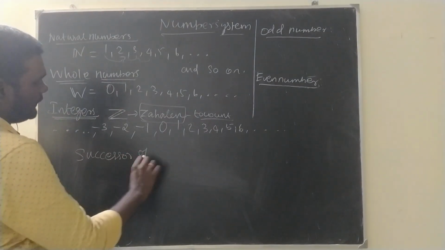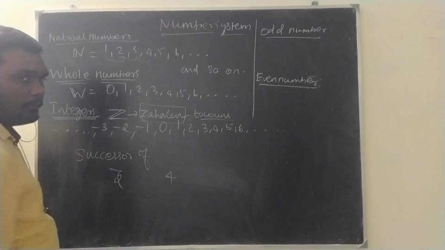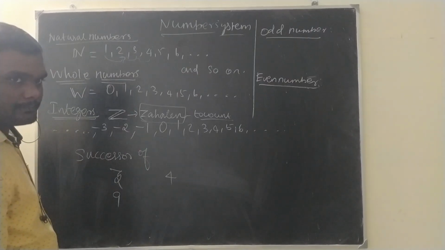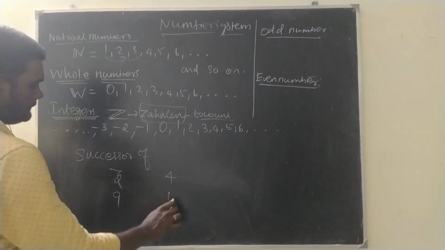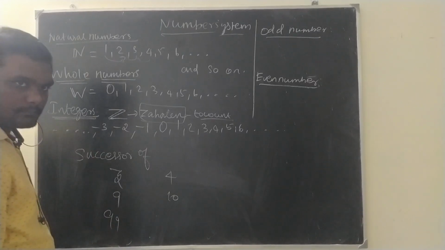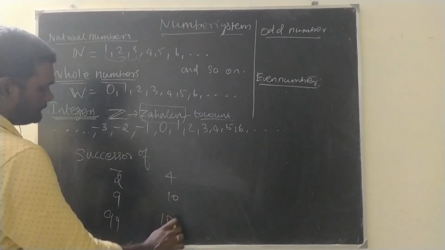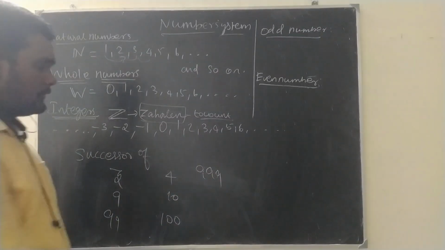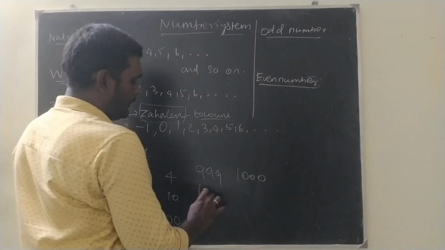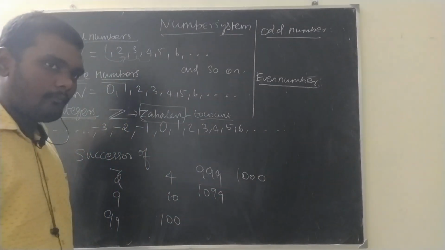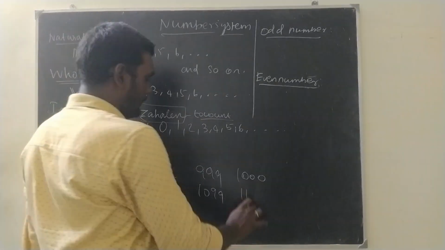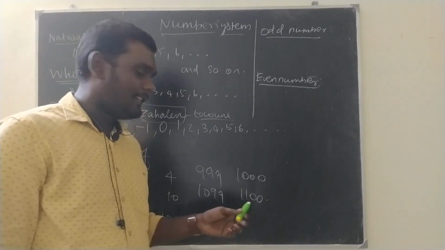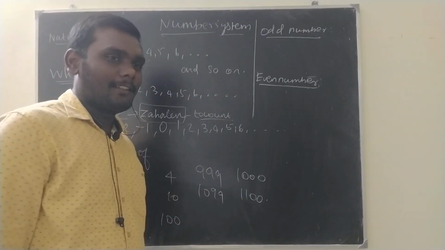The successor of 3, simply we say 4. 9, next number is 10. 99, 100. 999, 1000. 1099, 1100. Perfect. Usually people answer 2000 for this. So that is what we are calling successor.